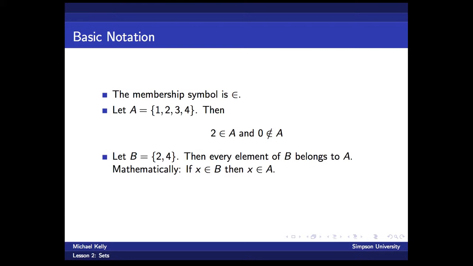Let B be the set 2, 4. Then every element of B is also in A, because 2 and 4 are in A. A logically precise way to say that is: if x is in B, then x is in A. What this means is that B is a subset of A, or B is contained inside of A. You write this with a little contained-in symbol. So B is contained in A. Likewise, we can put a slash when one set is not contained in another. So A is not contained in B. For example, 1 is an element of A, but 1 is not an element of B. So A is not contained inside of B.